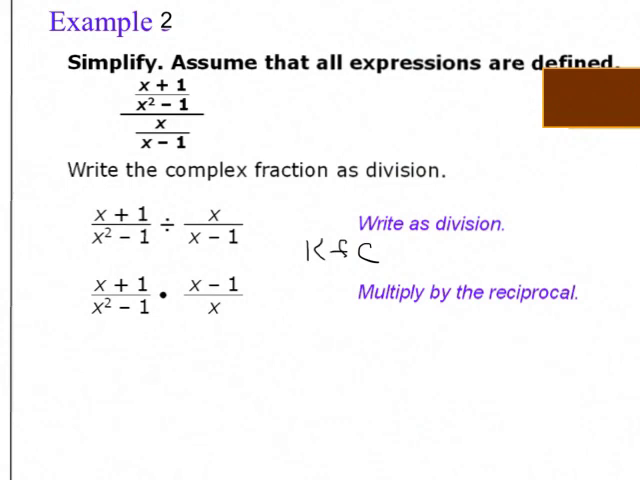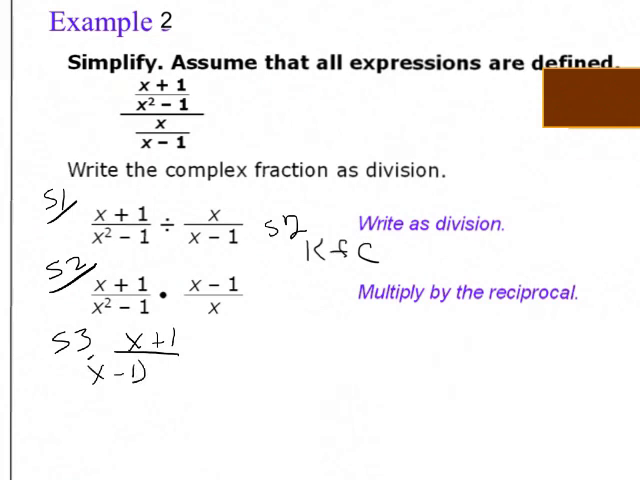Alright, so step 1 was to write it as a fraction with a division symbol. Step 2, you're going to KFC it, so we'll put that right there. Then step 3, you're going to factor it. And when you factor it, on the top, it's going to be x plus 1 over, now that's the difference of two squares, so x minus 1 over x plus 1 times x minus 1 over x.